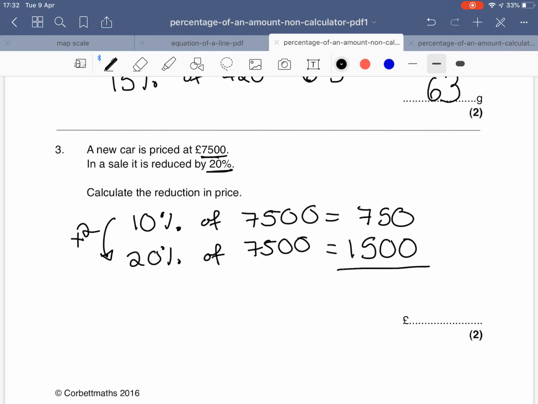So it's been reduced by 1,500. You have to read your questions carefully, because sometimes they ask for the new price, or sometimes they just ask for how much it is being reduced by. But if they ask for the new price, we would just take those two numbers away.